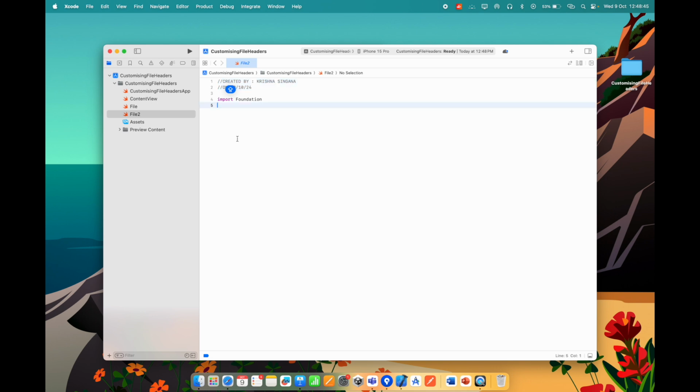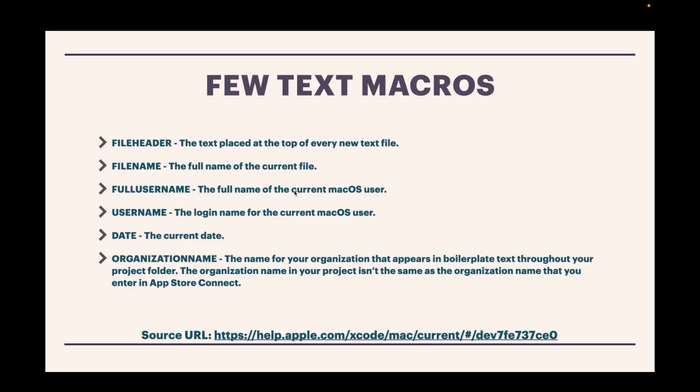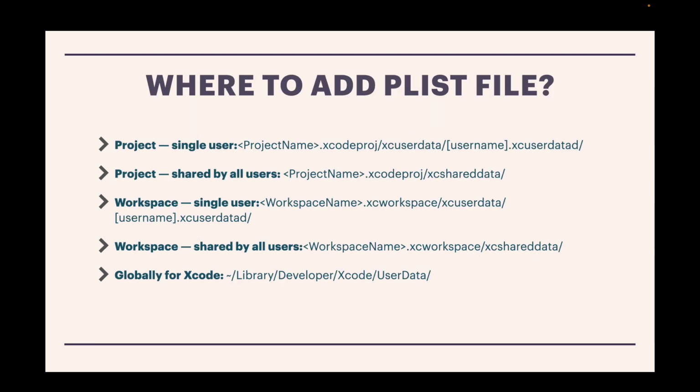In a similar way, we can use any number of macros in the plist file and get whatever content we need here. So we can print that. I have listed a few text macros here. For more, please refer to the URL in the description. Here I have listed all the possible locations where we can add a plist file depending on our specific requirements, whether it is at project level, workspace level, or directly within Xcode.